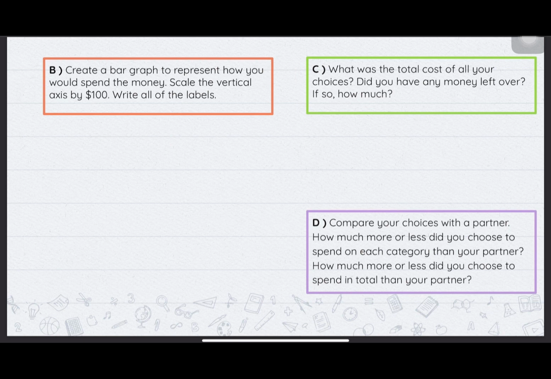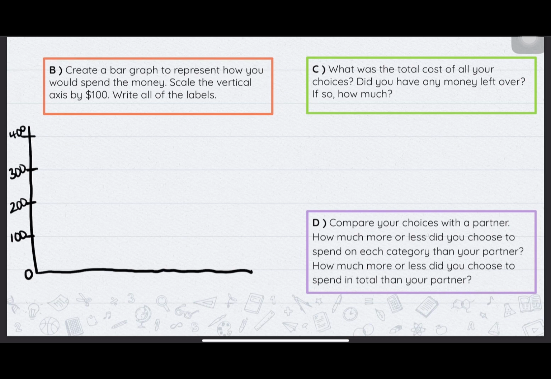It says, create a bar graph to represent how you would spend the money. Scale the vertical axis by $100. Write out all the labels. So the first thing we're going to do is draw our bar graph. So we're going to scale out the axis by 100. So this will be 0. This will be 100, 200, 300, and 400. And this is all dollars, of course.